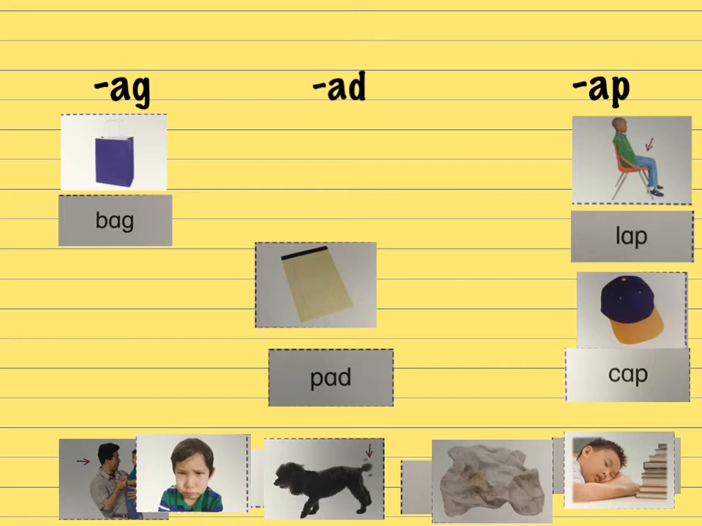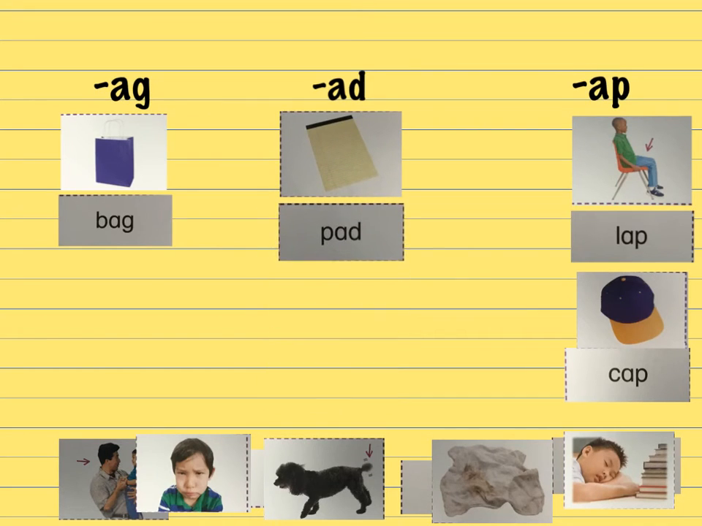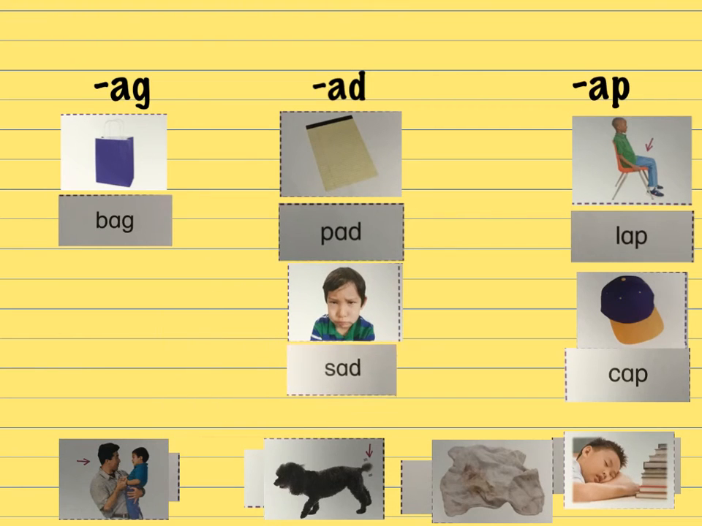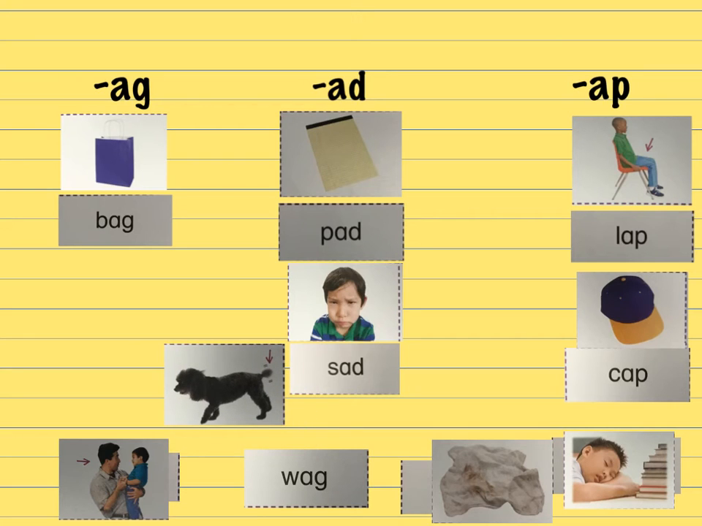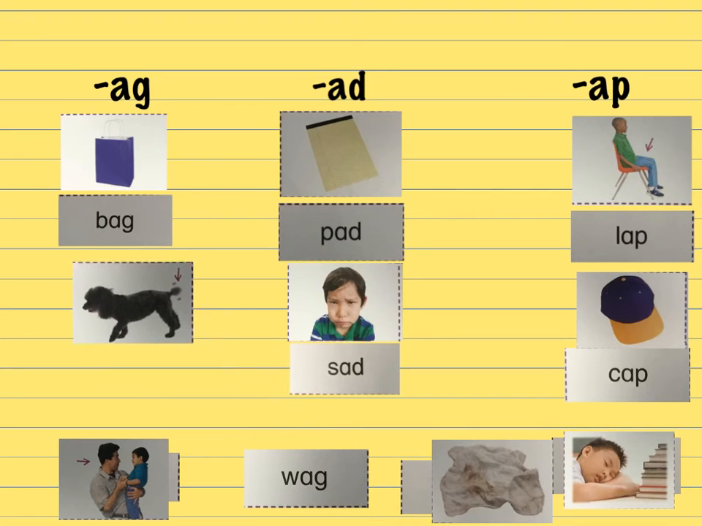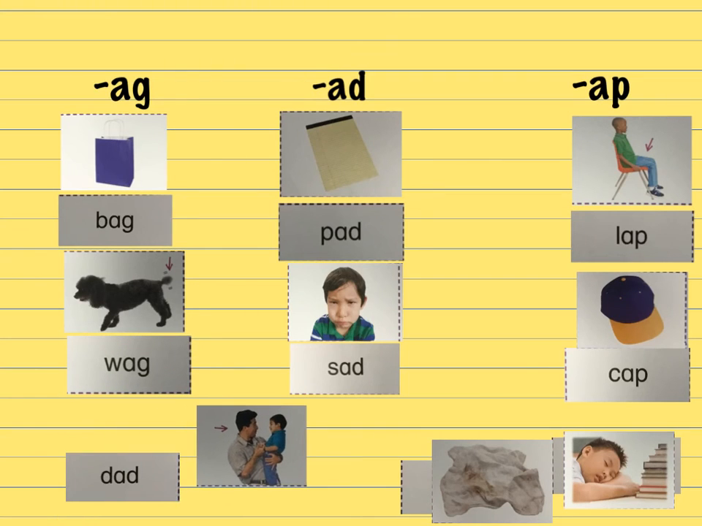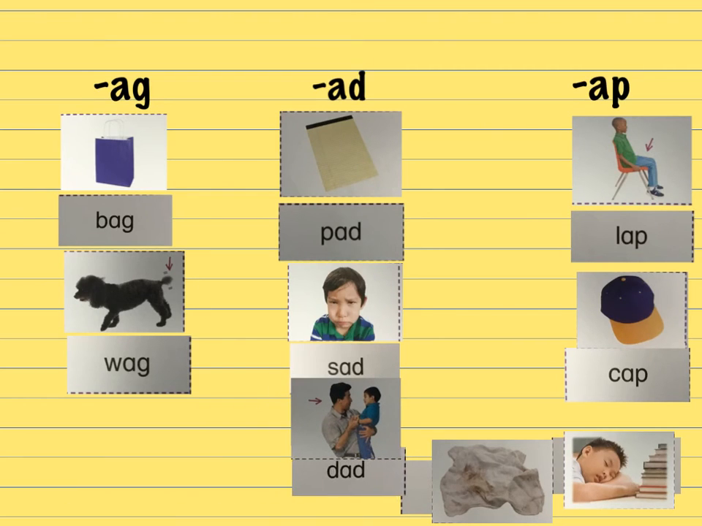Pad has the ad sound, so this one goes in the ad family. Our little boy who is sad, again I hear the ad, so it goes in the ad family. Wag, I hear the ag sound, so it goes in the AG family. Dad, I hear the ad sound, so it's going to go in the ad family.